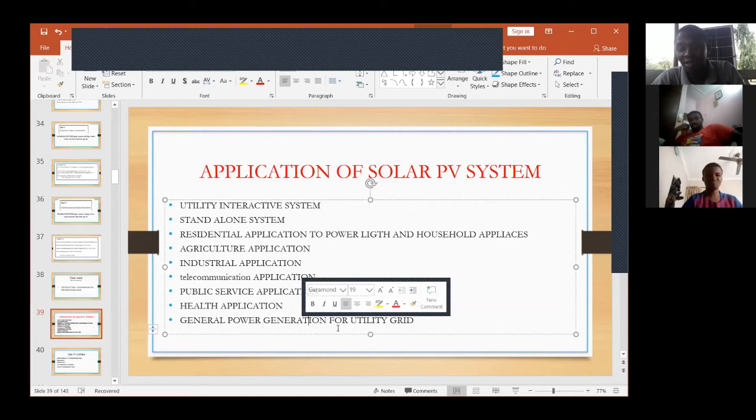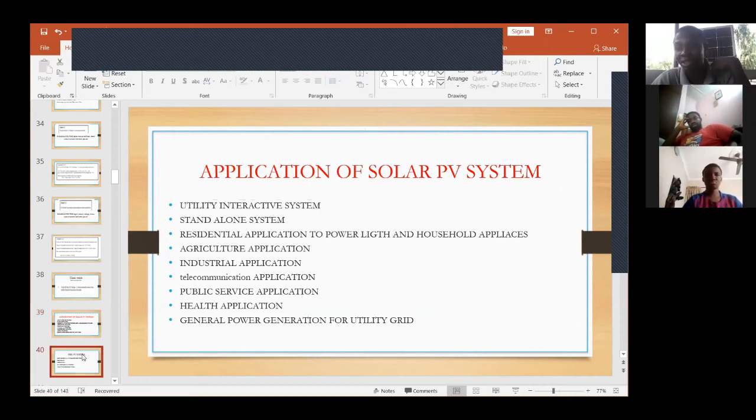If you generate electricity from your solar panel, you can actually connect it to the national grid and the government will be paying you for giving them energy. But don't try it in Nigeria.